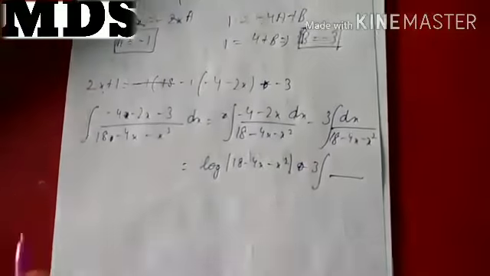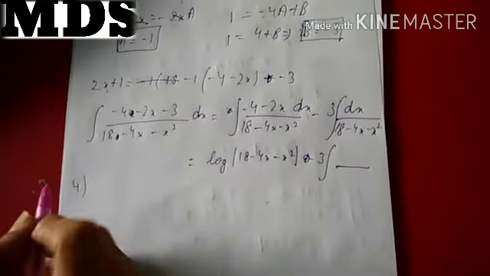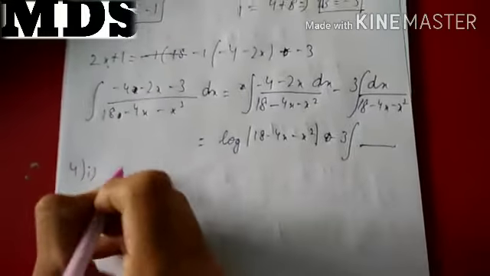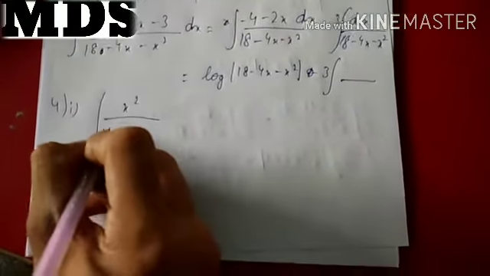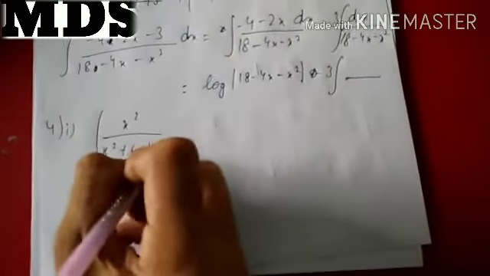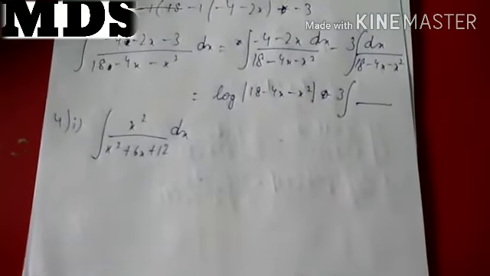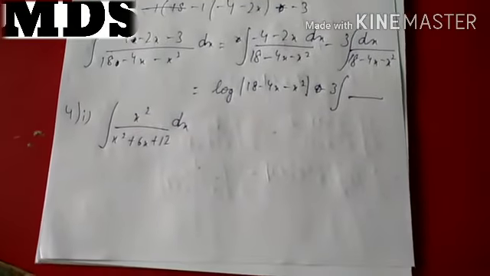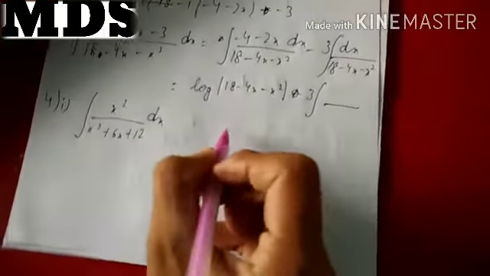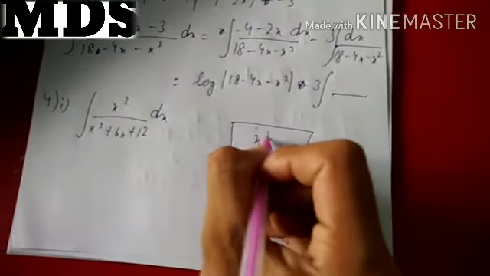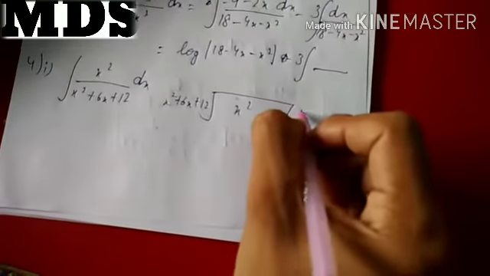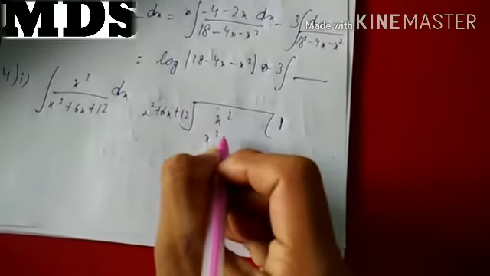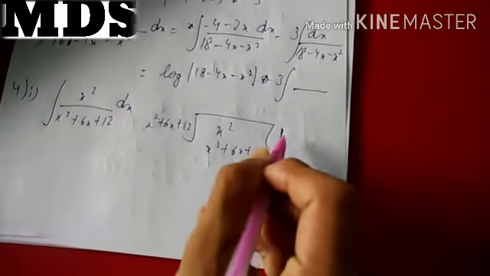So divide. We can try one question. Fourth question, suppose we are solving first part only. It is given x square divided by x square plus 6x plus 12 dx. So this is there. We are going to divide the numerator by denominator. So x square divided by x square plus 6x plus 12. So 1. So what we will get? x square plus 6x plus 12, we will multiply it by 1.